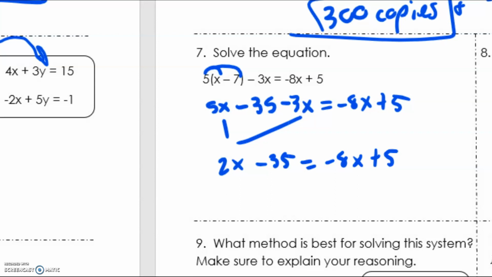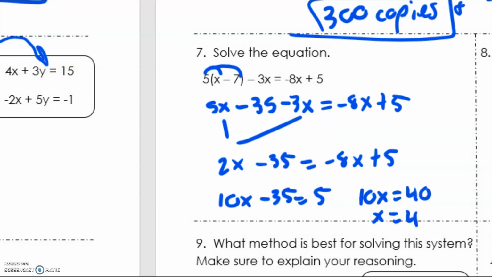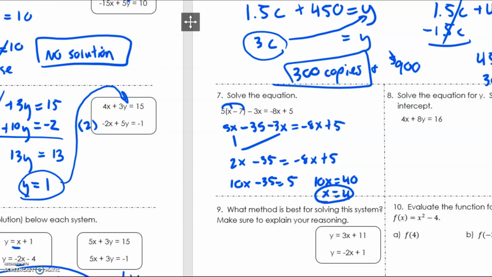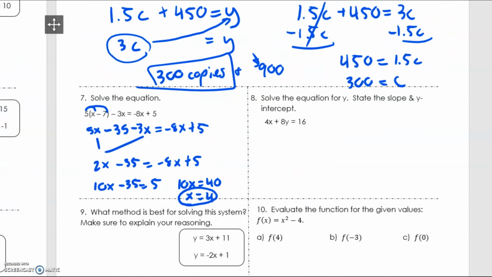I'm going to add the 8x to the other side so that I can get a positive x. So 10x, when I add 8x to both sides, minus 35 equals 5. Add the 35 to the other side. 10x equals 40. Divide by 10, and we get x is equal to 4. Okay, so that's just a review question on solving. We got 4 for that one.